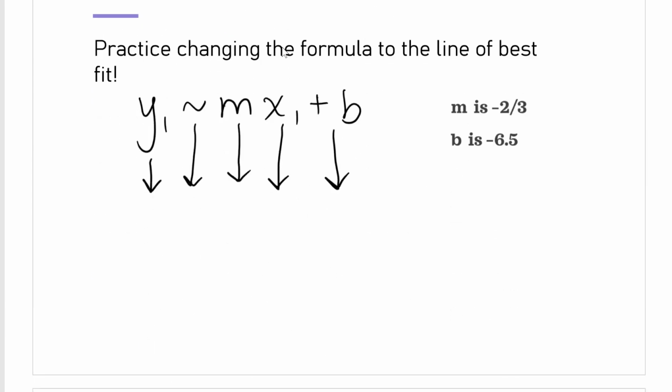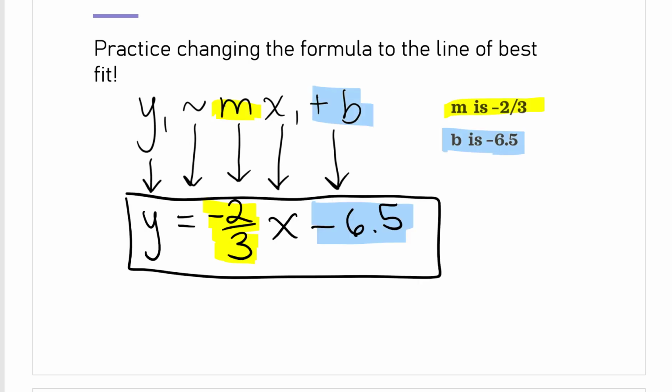All right, now it's your turn to practice changing the line of best fit formula to the line of best fit equation. The answer is y equals -2 over 3x minus 6.5. So esa es la respuesta. Y igual -2 sobre 3x menos 6.5. Necesitas usar la información aquí y sustituir los valores de M y B.